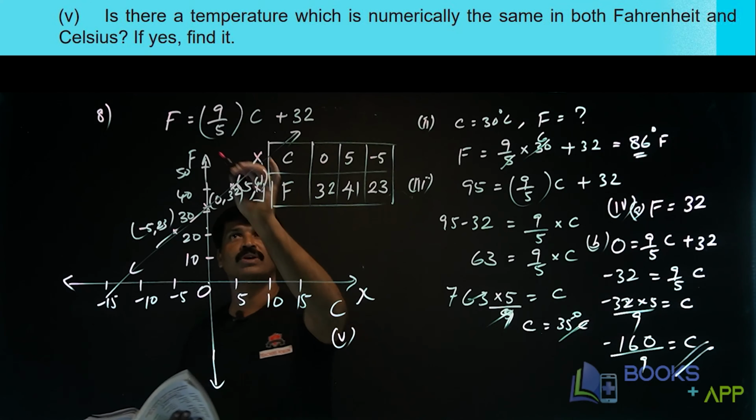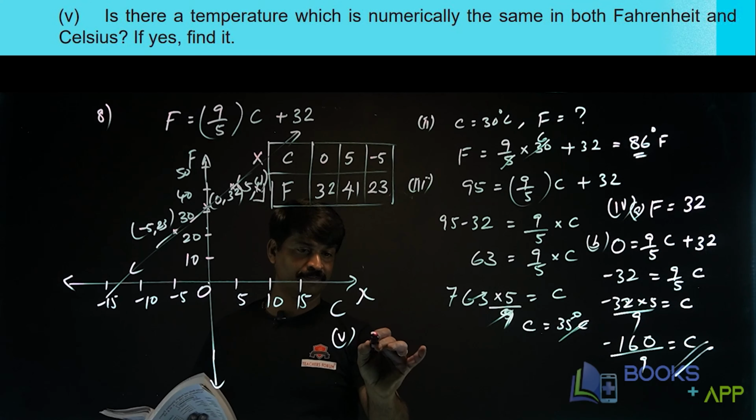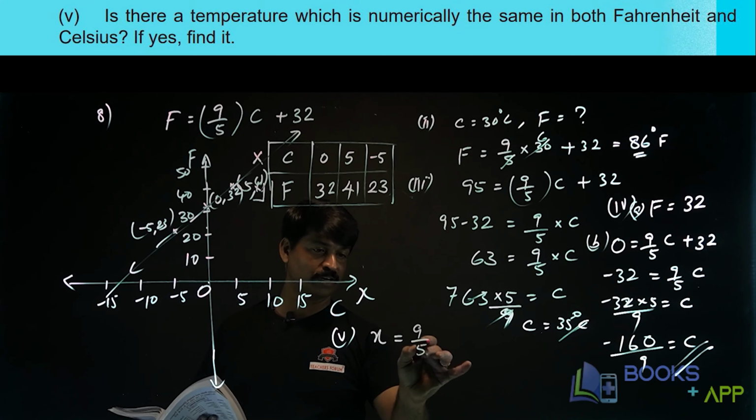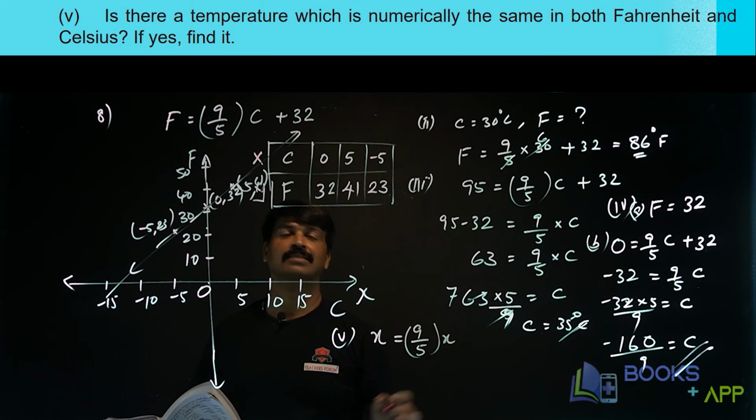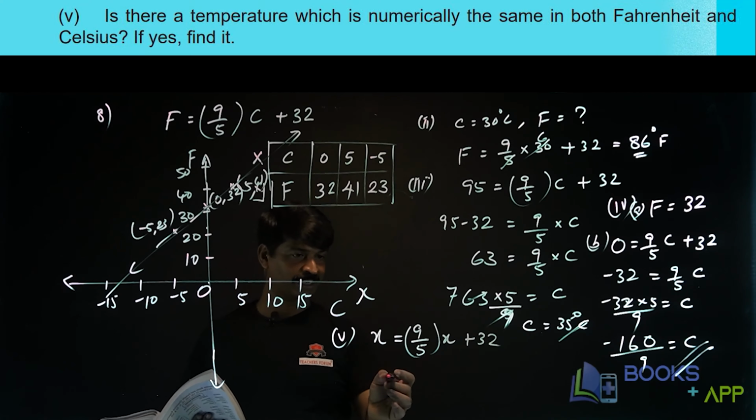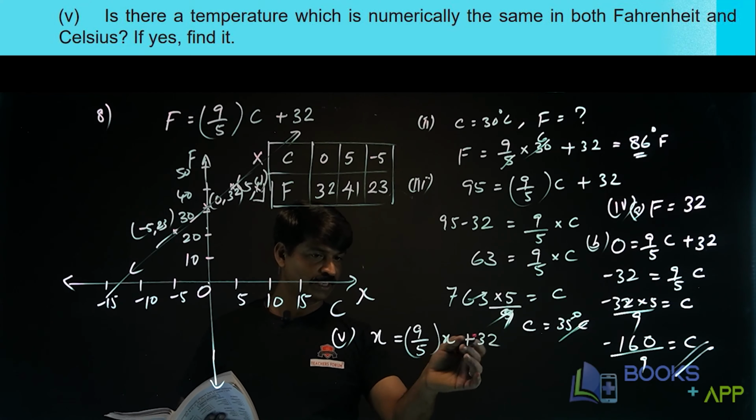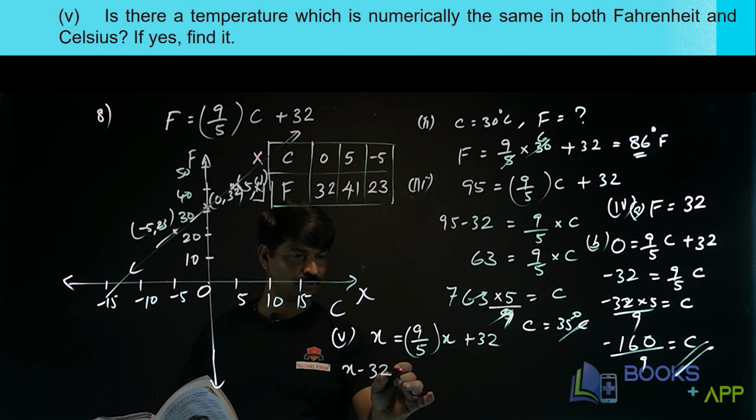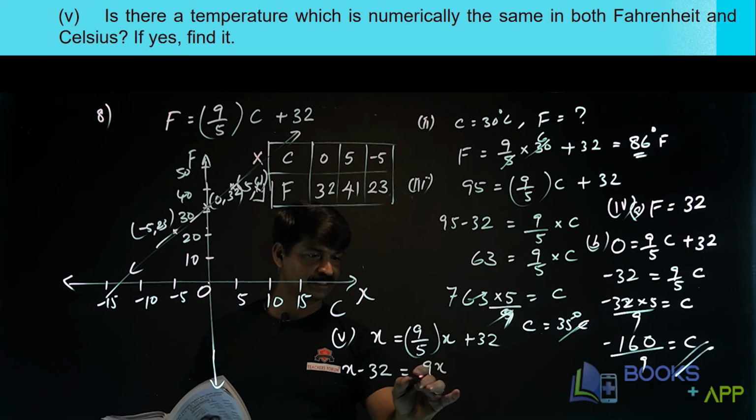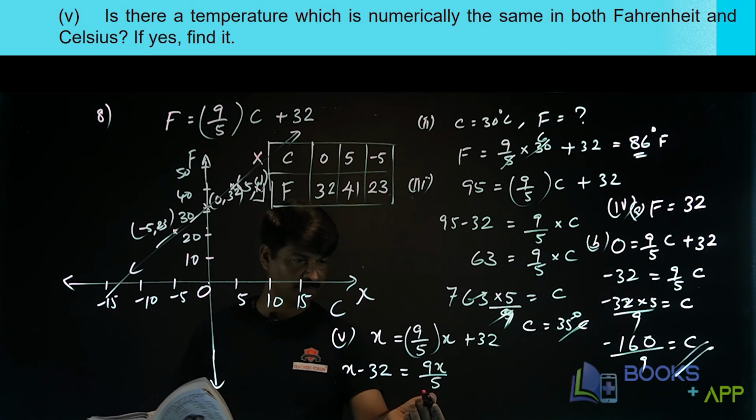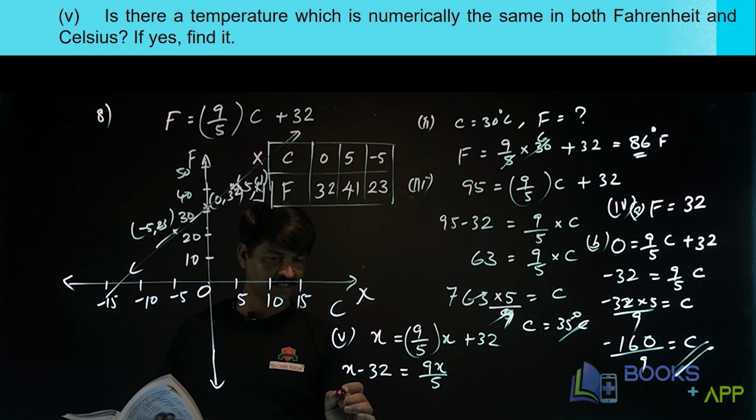So what do we have to do? In the equation, instead of F, we substitute X, and instead of C also, we substitute X. So the equation is X equals 9 by 5 into X plus 32. Now let us solve this. Here 32 you can take to this side. So it becomes X minus 32 is equal to 9X by 5, isn't it? Now 5 should be cross multiplied here.